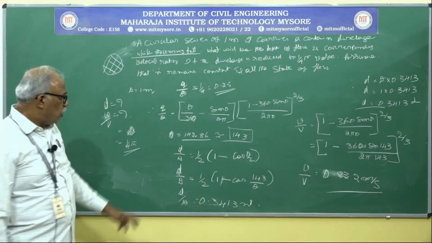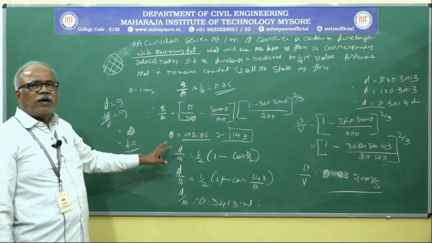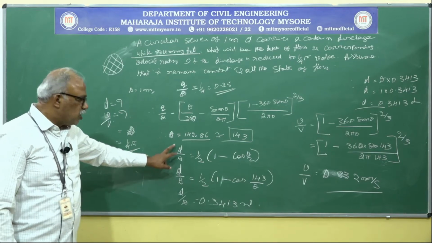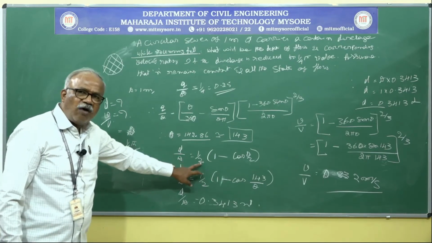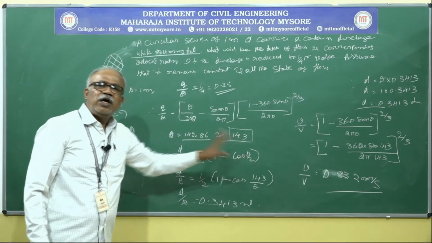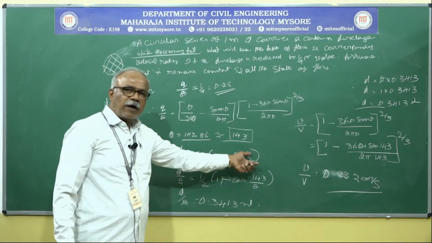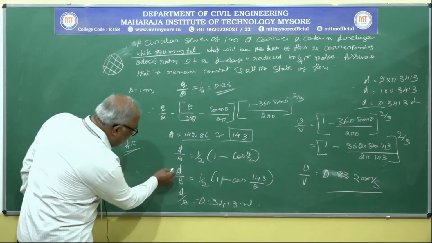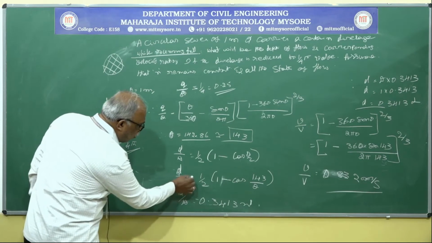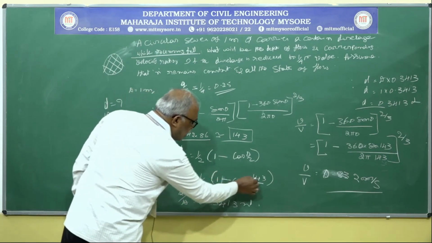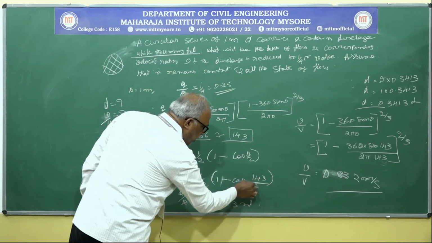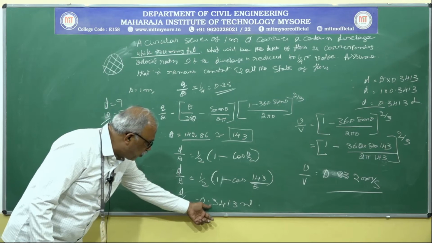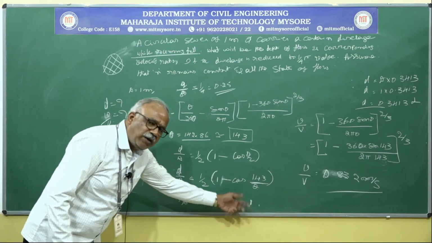Are you clear? So next, to calculate the depth we can use this equation. Already I gave the equation also. Small d by capital D is equal to half into 1 minus cos theta by 2. We know the value of theta, 143. So substitute all these values. Small d by capital D is equal to half into 1 minus cos of 143 divided by 2. Finally, I get small d by capital D is equal to 0.3413.